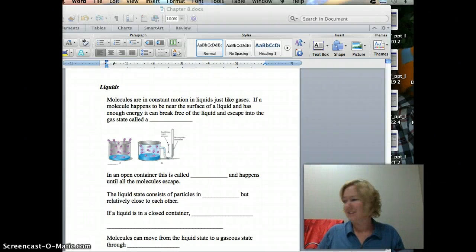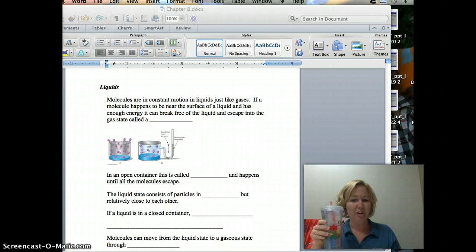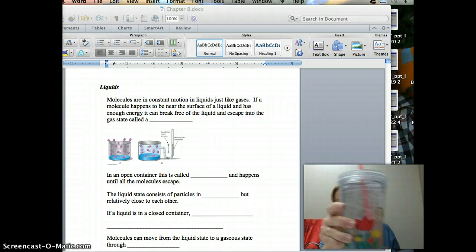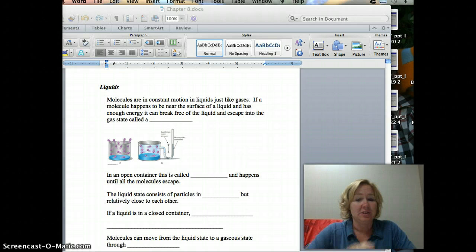Hello, liquids. Just for you. Liquids. Always a good time. Have a liquid and a solid happening there all at once. Look at that. Ooh, solid and liquid. Just for you. Okay, let's talk about liquids.